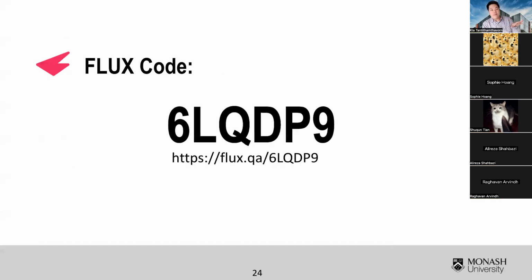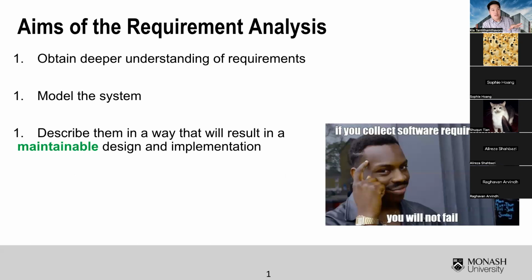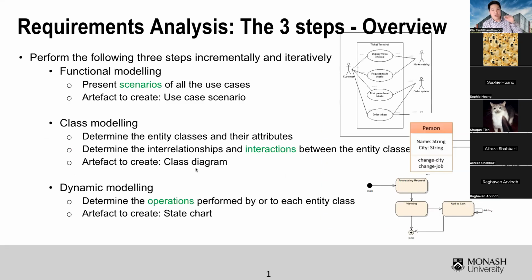So in the first step, let's go back to this one. We are talking about the three steps: functional modeling, class modeling, and dynamic modeling, right? These are the three steps that we're going to use and apply within the unit, and during the assignment and the exam as well.